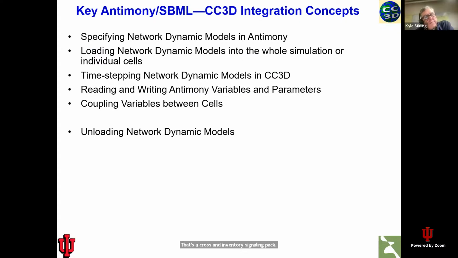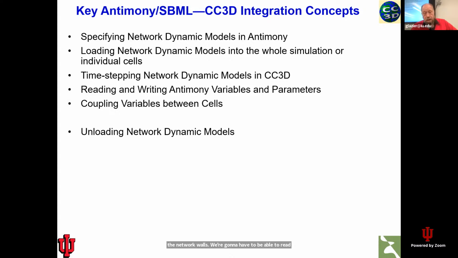So if we're going to specify Antimony models, we always are going to have to do essentially the same workflow. We're going to have to write the Antimony string. We're going to have to load that Antimony string as a network into either the whole simulation as a global network or into individual cells, one or more individual cells. We're going to have to time step the network models. We're going to have to be able to read and write their values and parameters, because if we can't access them, we don't do anything.